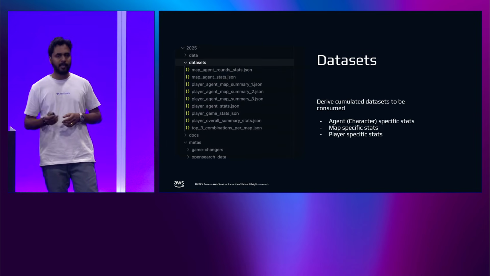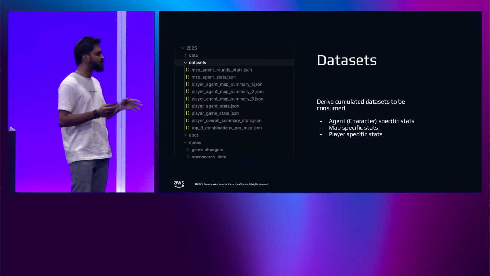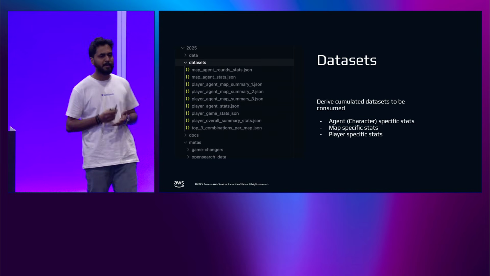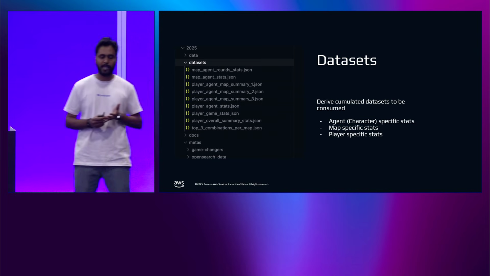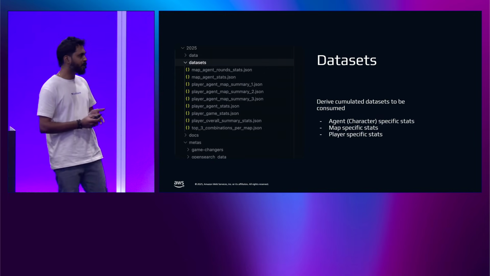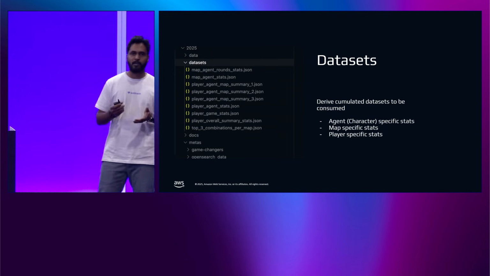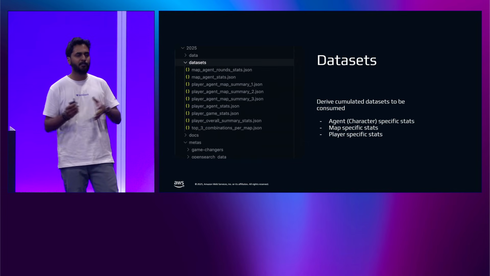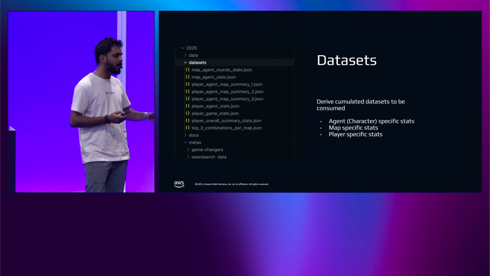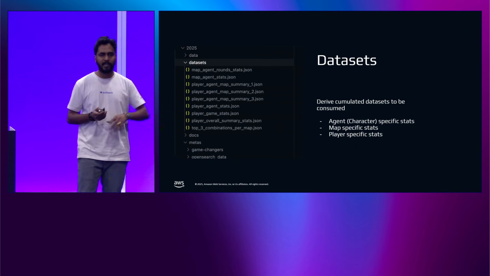What we ended up with is creating 6 to 10 different data sets. These were specific to the characters that were being played, specific to the map that was being played, and the player characteristics or player statistics. So this had cumulated information on one player: how many games they have played, how many kills they have made, what their combat score is, and all relevant information on these kinds of metrics.